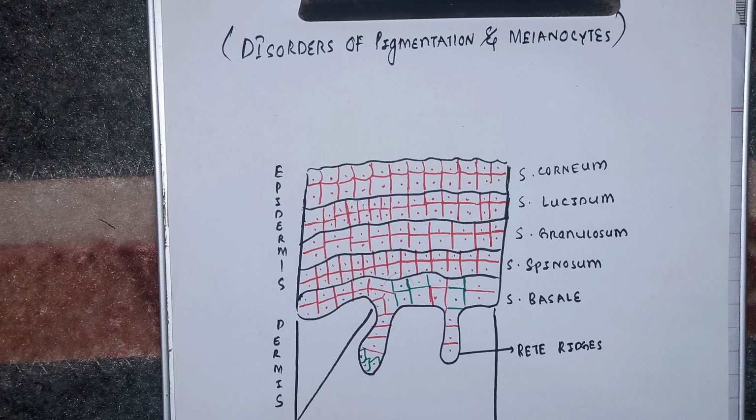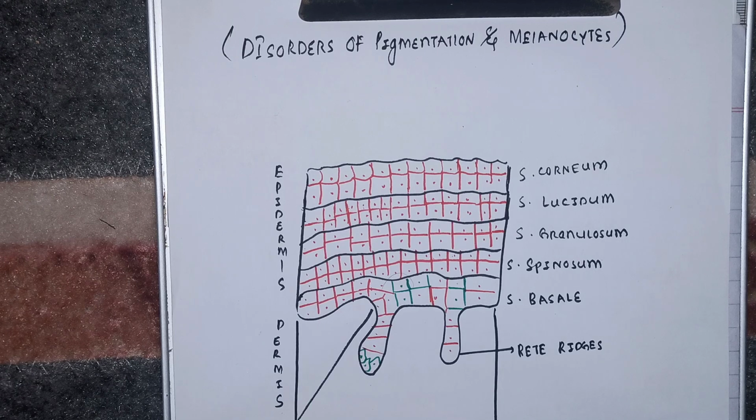The very first lecture I delivered in pathology was blistering disorders of the skin. This is lecture number 2. Before I start this lecture, I must mention that this complete lecture is from your textbook, Robbins. So let's start with this topic, disorders of pigmentation and melanocytes.